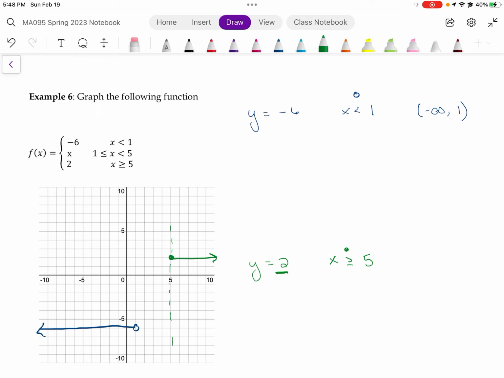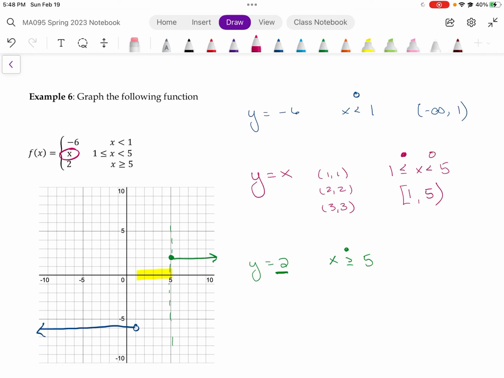All right, so the last one is going to be this one here. That is y equals x. Well, what does that look like? It looks like 1, 1, 2, 2, 3, 3. It's this line here that goes directly diagonal. But it only goes from here to here. It goes from 1 to 5. 1 is less than or equal to x is less than 5. In other words, it goes from 1 to 5 like that. So this one is going to be a closed dot and this one is going to be open.